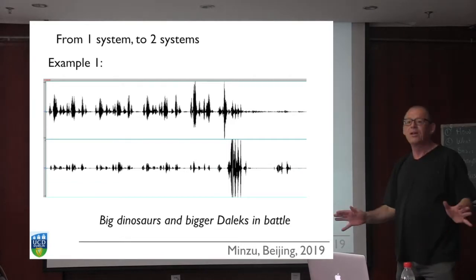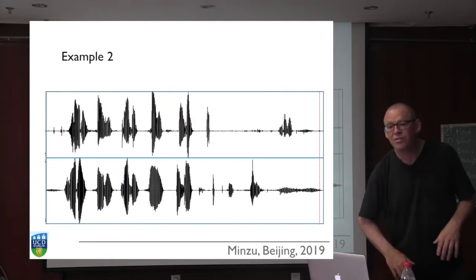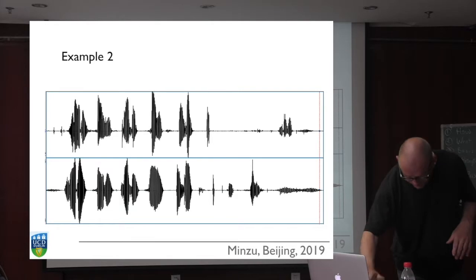Laughter usually falls. Here's another example. This is from the word list experiment, where we have people reading word lists.